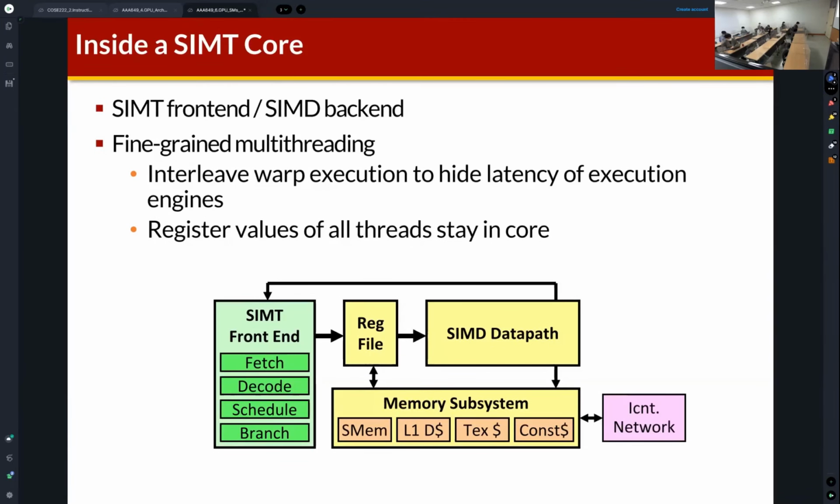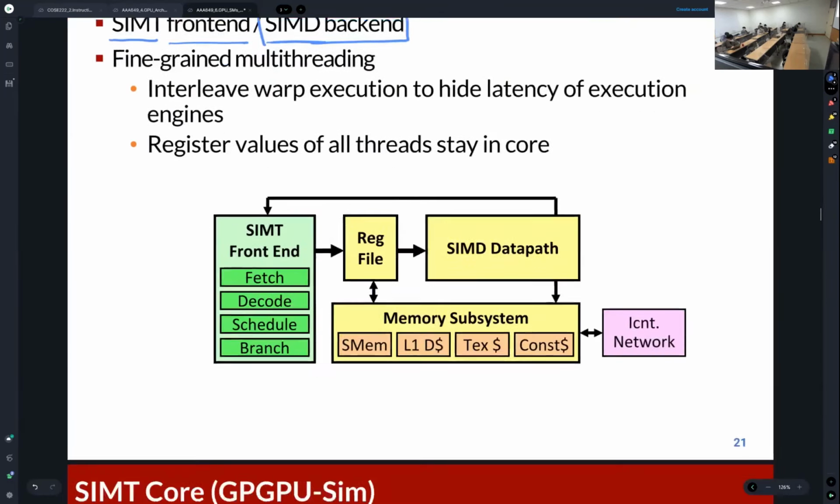Then let's see how the GPU's core works. As I mentioned, the GPU supports SIMT, but I mentioned that SIMD is more efficient than the MIMD model. So the execution unit of the GPU works like SIMD. This is the feature of the GPU core. The GPU core has the SIMT front end, and then the stream multiprocessor has the SIMD backend.